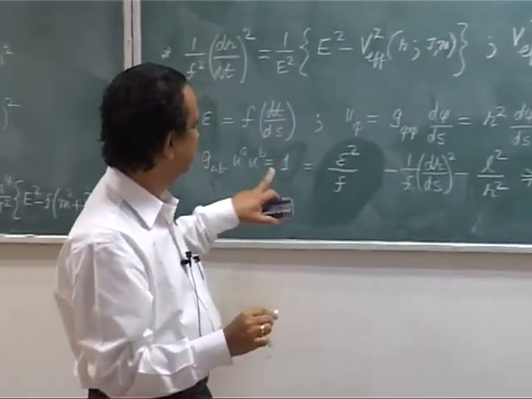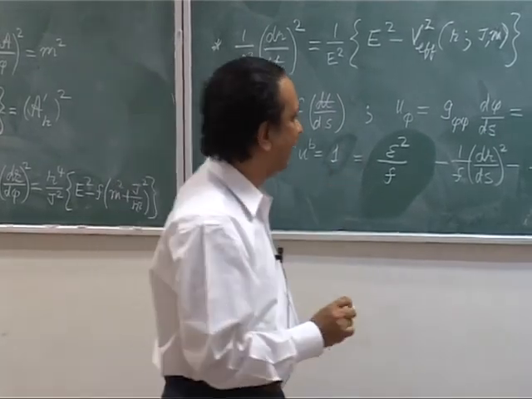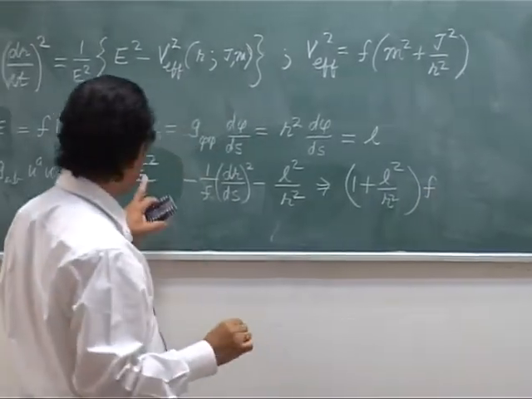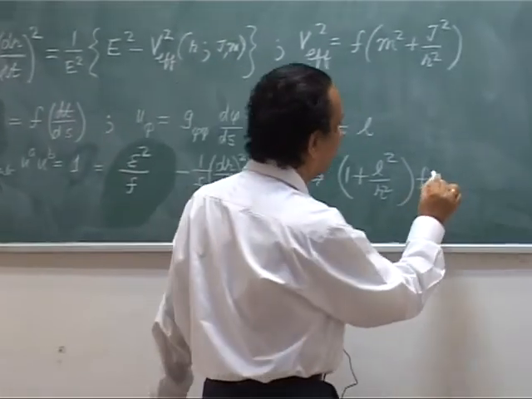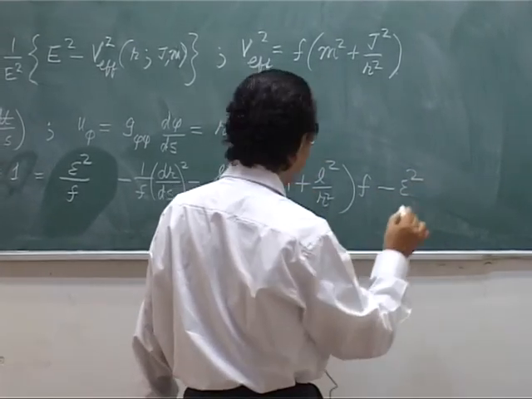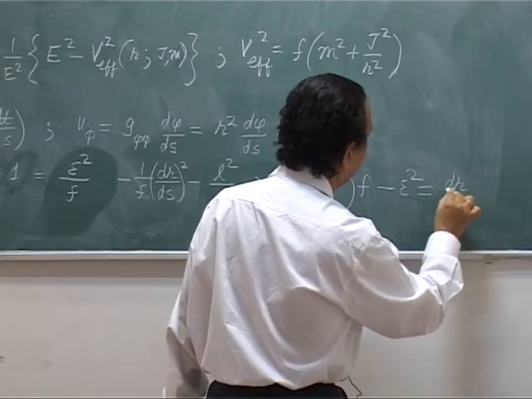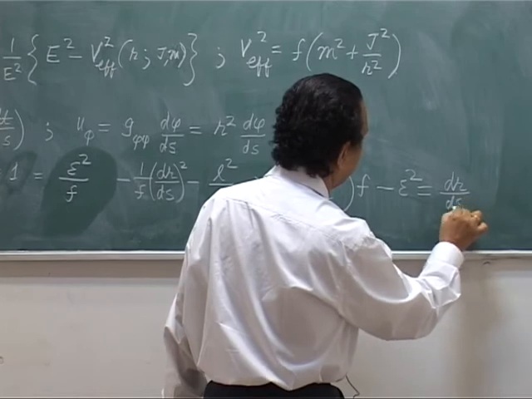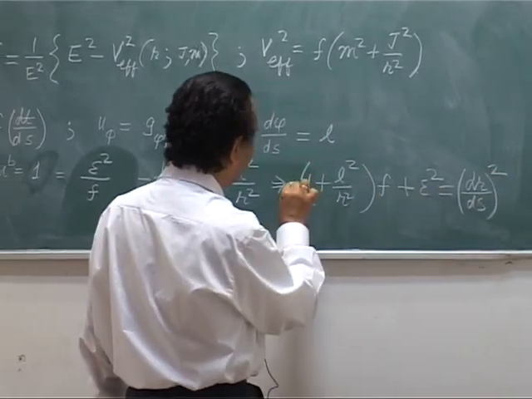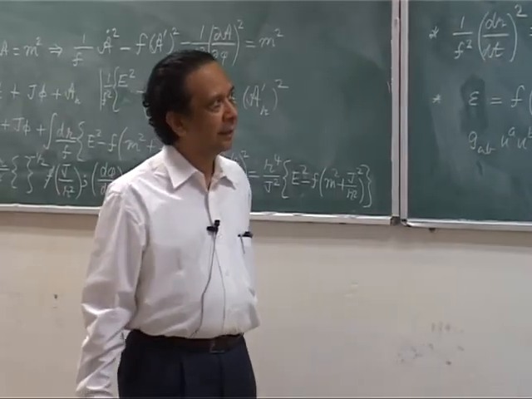I just moved to this side, okay, and then I am going to multiply everything by f, and then I am going to subtract this minus epsilon square. That should have given me dr by ds the whole square with a minus sign, which I am going to take care of by flipping the sign here. So, this is what I get.